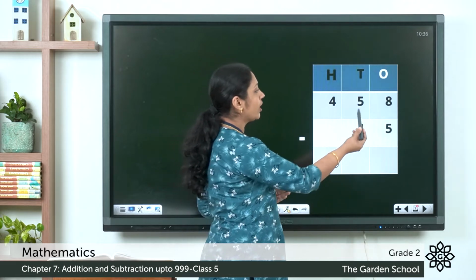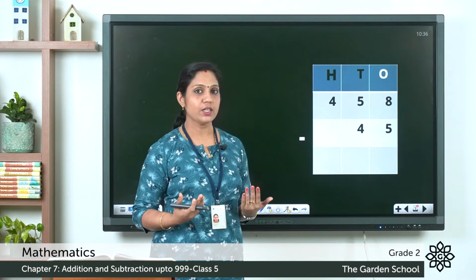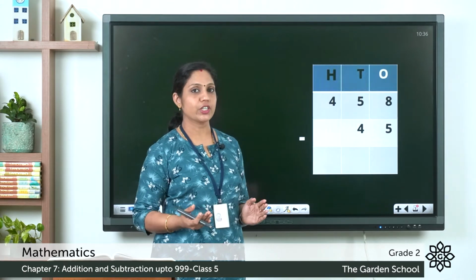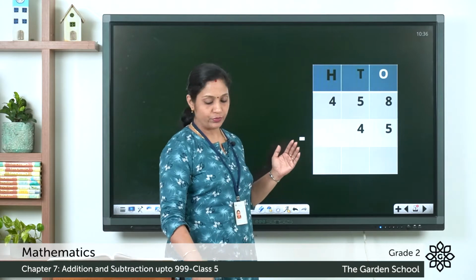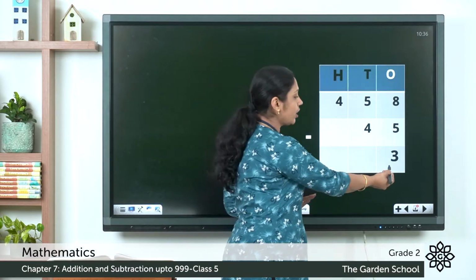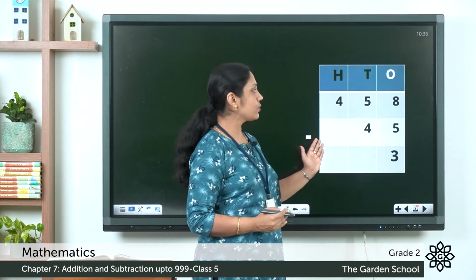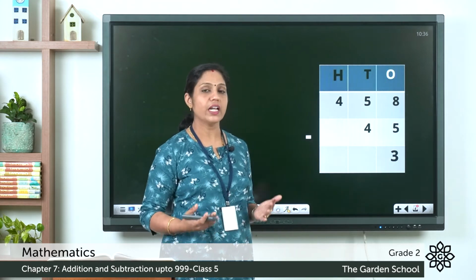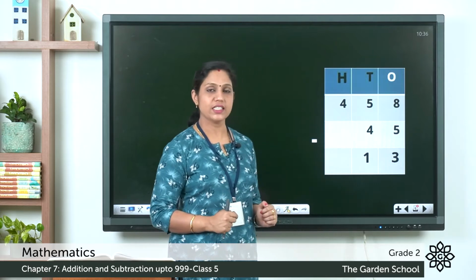So here we have 8 minus 5 in the ones position. So how much is 8 minus 5? Remember, it's backward counting for subtraction. So 8 minus 5 is 3. So 3 we'll write here in the ones place. Now we'll move on to the tens place. In the tens place we have 5 minus 4. So how much is 5 minus 4? It is 1. So write 1 here in the tens place.